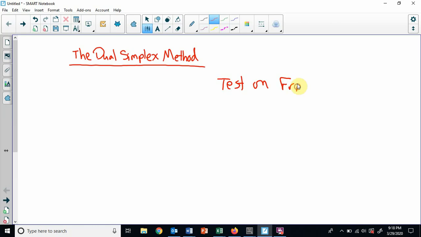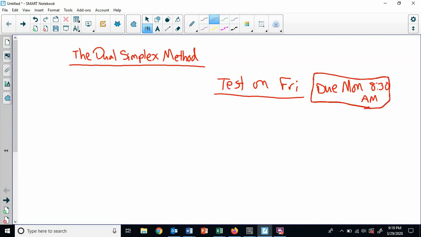I'll email you all the details about how this is going to work. For that test on Friday, I'll email you the test, and then I'll send you some details on how I want you to submit it to me. I'll give you until Monday morning, so you might as well turn it in before Sunday night. I'll give you more details on that.